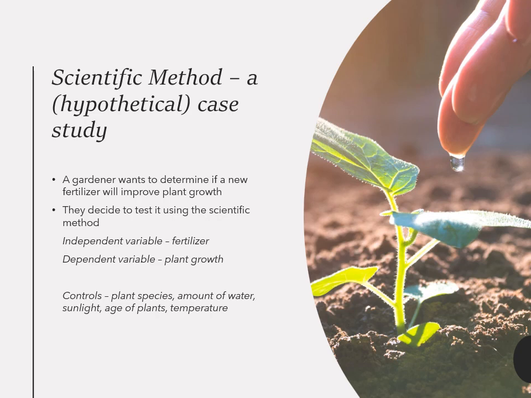Now, to ensure that the fertilizer is the thing that had the effect, we have to control our other potential variables. So things like the species of plant, the amount of water, the amount of sunlight, the age of the plants, and even the temperature that they're grown at. Now, I'd like you to pause the video for just a moment and write down a possible hypothesis for this experiment before we move on to look at some results.